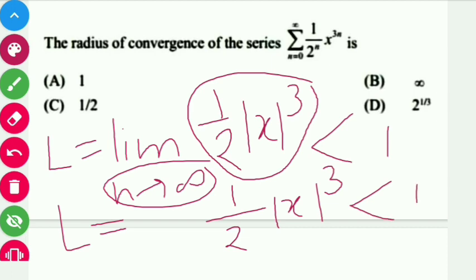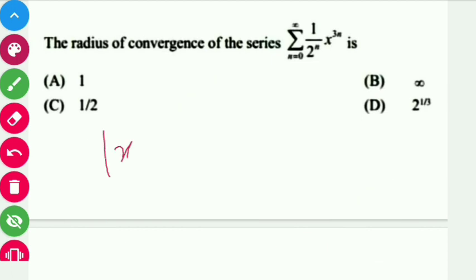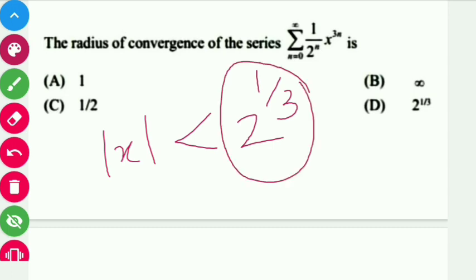So we want this to be less than 1. This is the same as saying we want mod of x cube to be less than 2, right? Because we multiply by 2 on both sides, we will get this quantity. So this is equivalent to, take the power 1 by 3 on both sides. So this is just mod x is less than 2 raised to 1 by 3. So this number here is called the radius of convergence. So this R is just equal to 2 raised to 1 by 3. So option D is the correct option.